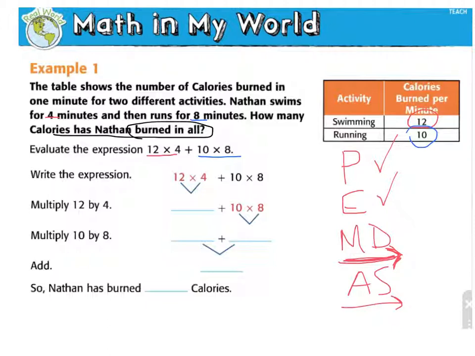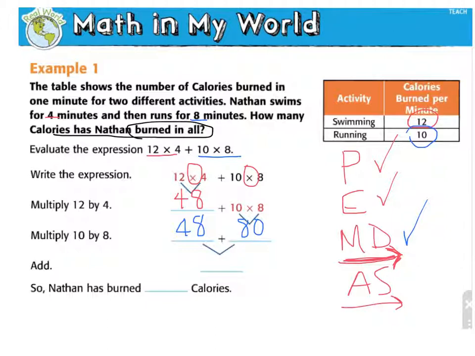I have two multiplication problems. I will need to solve the one on the left first. 12 times 4 is 48. Next, I will have to solve my second multiplication problem, 10 times 8. The product of 10 and 8 is 80. So I have completed the multiplication and division part of my PEMDAS.